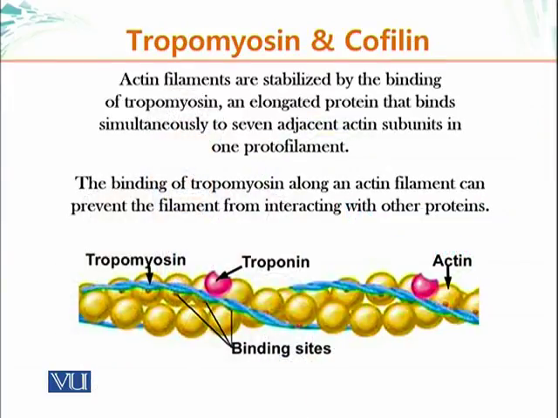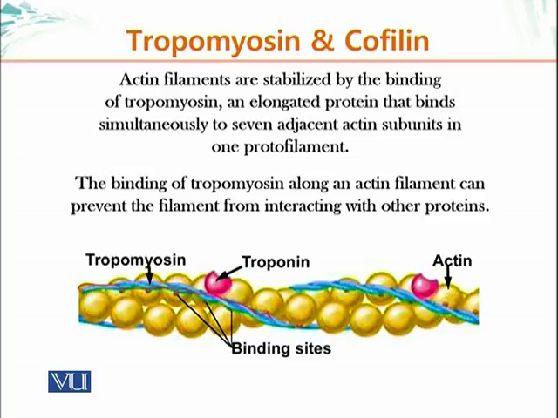Let me introduce you to two proteins, tropomyosin and cofilin. Actin filaments are stabilized by the binding of tropomyosin. It is an elongated protein that binds simultaneously to 7 adjacent actin subunits in one protofilament. So here's one protofilament, and as you can see, this blue thread-like structure is tropomyosin, and this tropomyosin is binding 7 subunits in a single protofilament. Binding of tropomyosin along the actin filament can prevent the filament from interacting with other proteins.